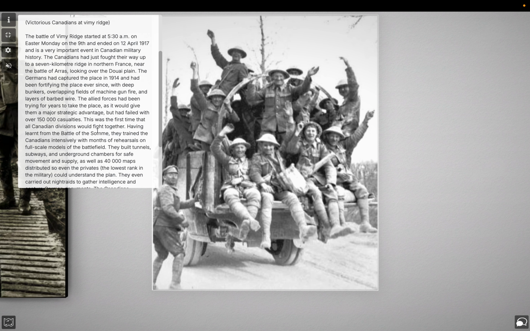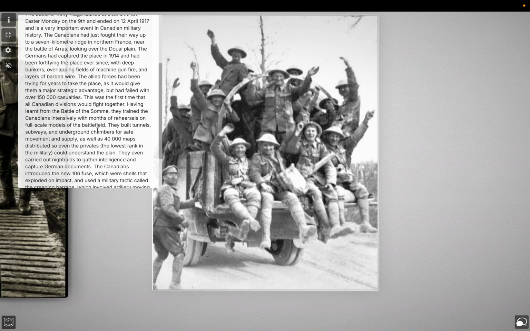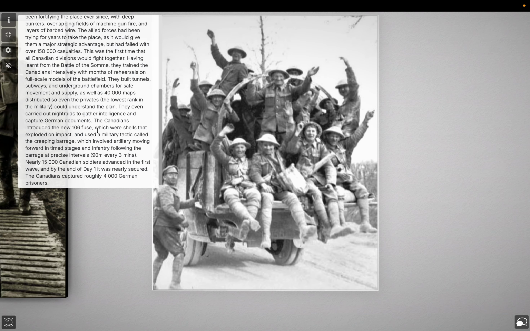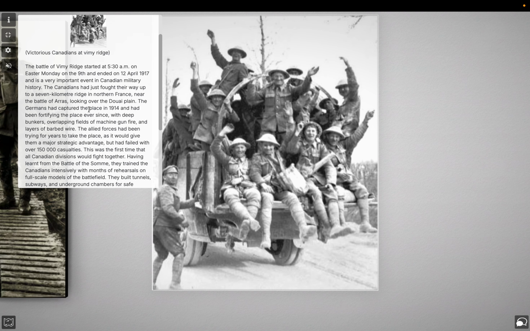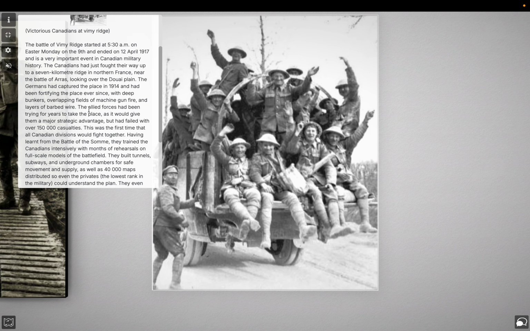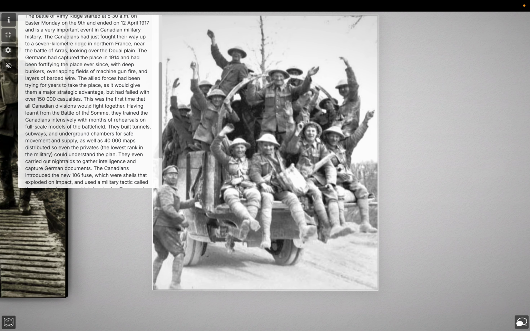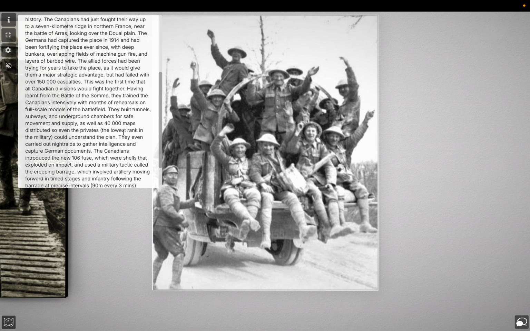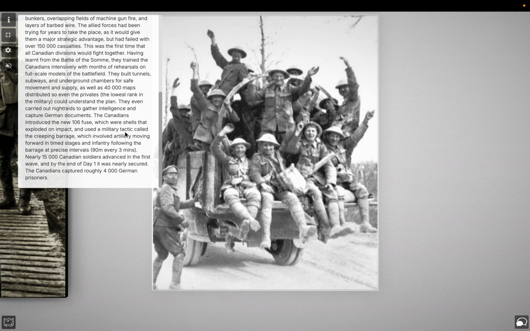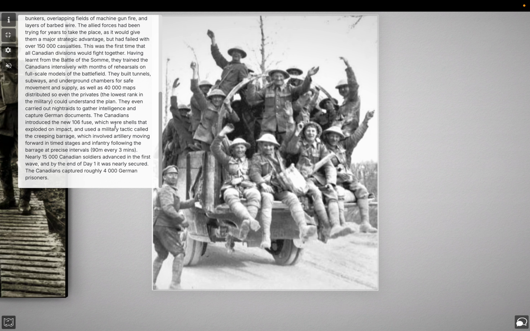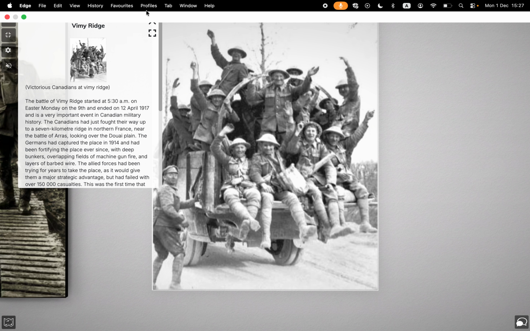Vimy Ridge was... so there was German people, that's the wrong one. Anyway, it's a really big event in the Canadian military, because the Canadians had just fought their way up, and the Germans had captured the place, but the Allies had been trying to get it back for years and years. They only got it back after the Canadians, and they did it because they learned from the Battle of the Somme, and they built so many tunnels, and they made everything so organized that they won this battle very quickly.